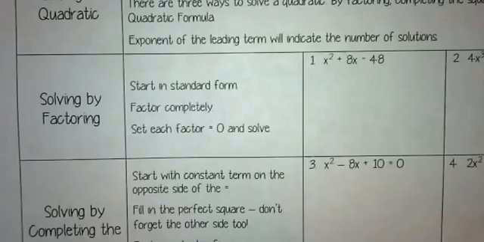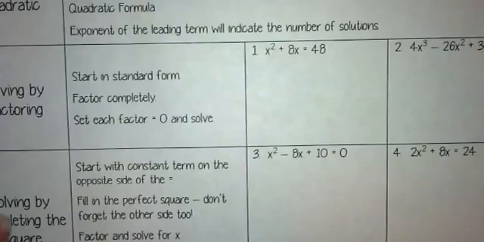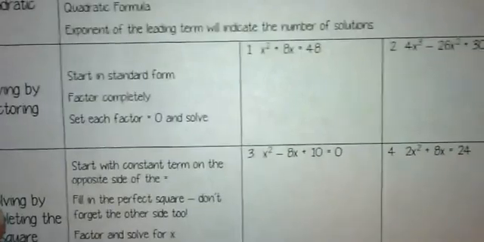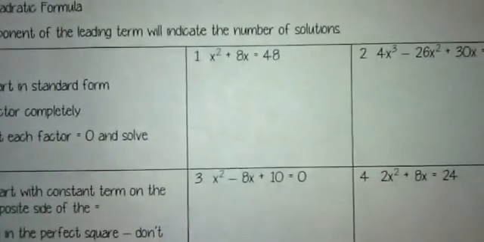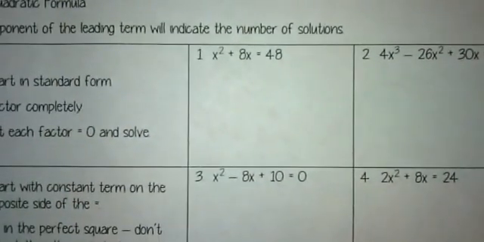All right, so solving by factoring, we already went through this in the last video. So you need to start in standard form, factor completely, and then set each factor equal to 0 and then solve, and that will get you your solutions. So let's see if we can zoom in a little bit, make sure that's focused.